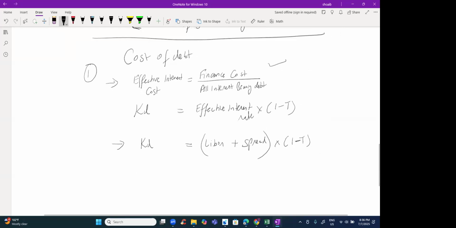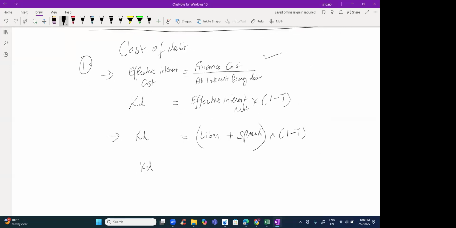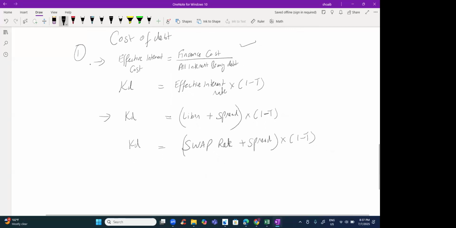Okay. And if the debt is variable debt, where every 6 months or every 3 months the interest rate will change, then there is another approach. You will identify a swap rate. This is more practical. Swap rates can be identified from Bloomberg, or they are also available from the government website, plus spread, into 1 minus t.